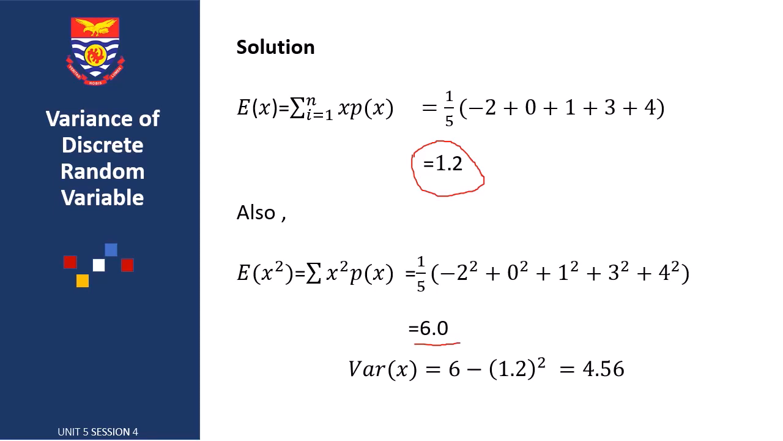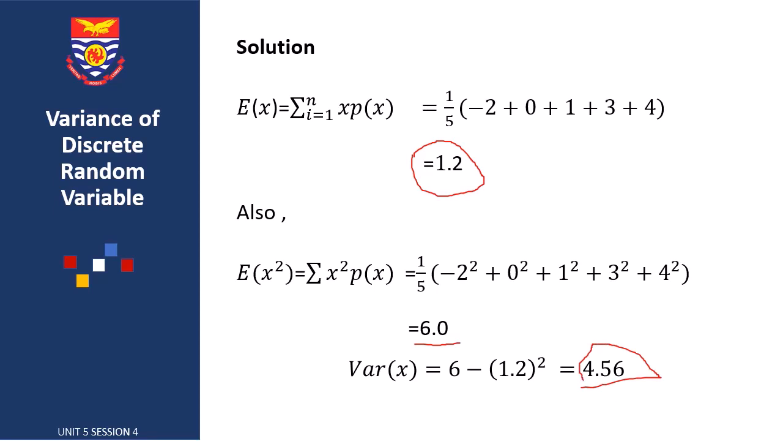The 6 is just the expectation of what? X squared. So the variance will now be the expectation of x squared minus the expectation of x, all squared. The expectation of x squared gives us 6.0. So the variance will be 6 minus 1.2 squared. And that gives us the result of 4.5. So you can cross check with your calculator.